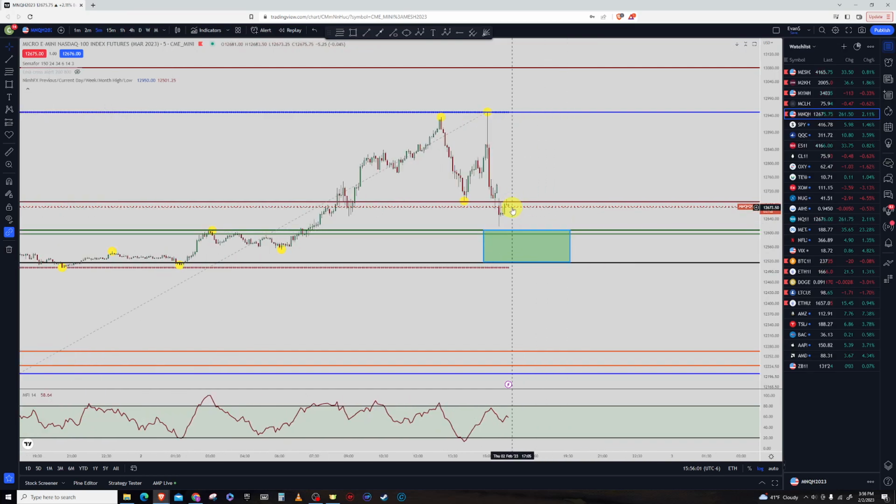Best case scenario for me is it doesn't hit that, price rockets back up, so you can take a real nice short trade when it gets back in this area, right up in there.